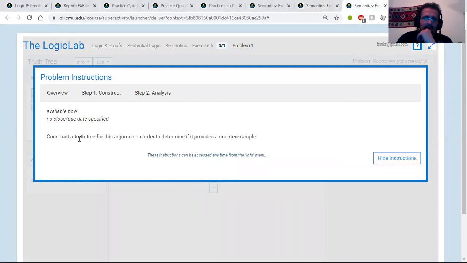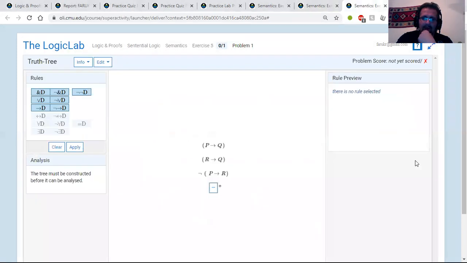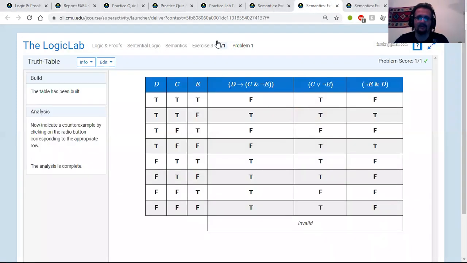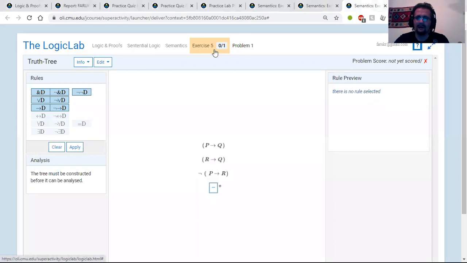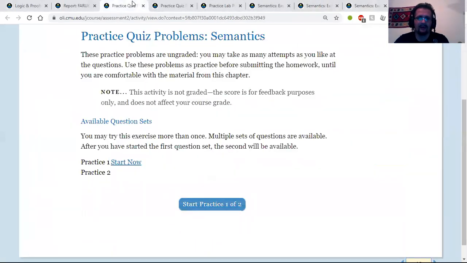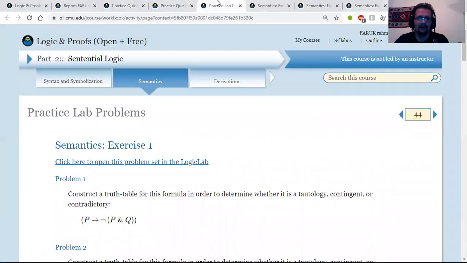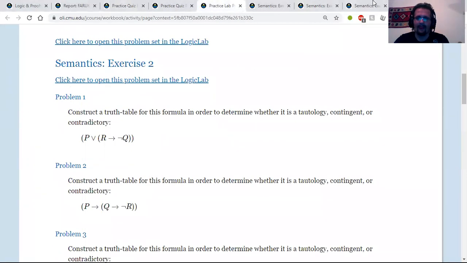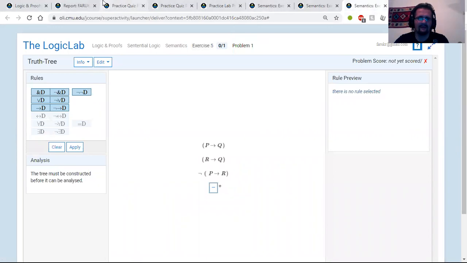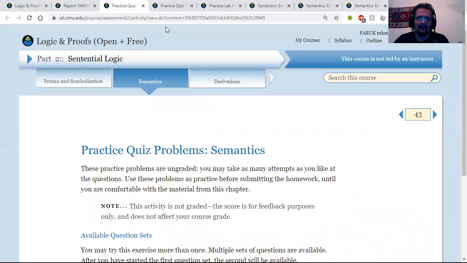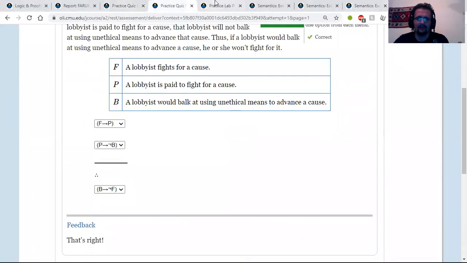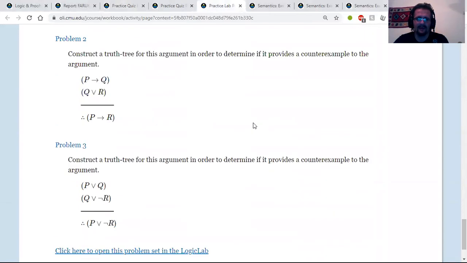All right, so we want to figure out the truth tree and then determine whether or not it gives us a counterexample. Oh, this one's actually kind of important. Let me actually back up for a second. I'll go back. This is exercise 5.1. Let me just find that. It's really actually important to notice this little difference.